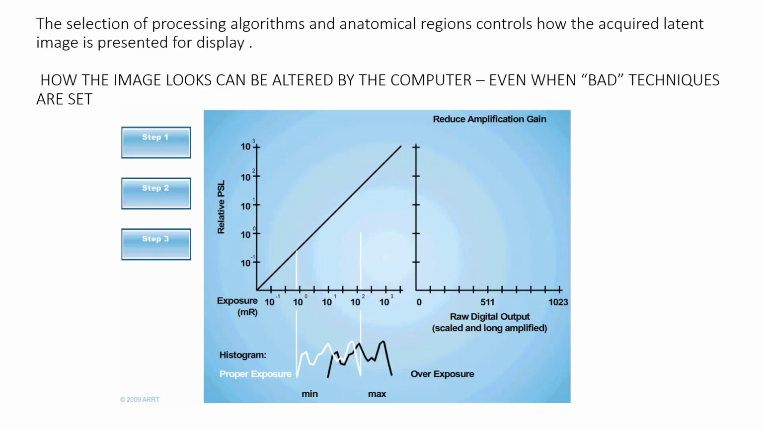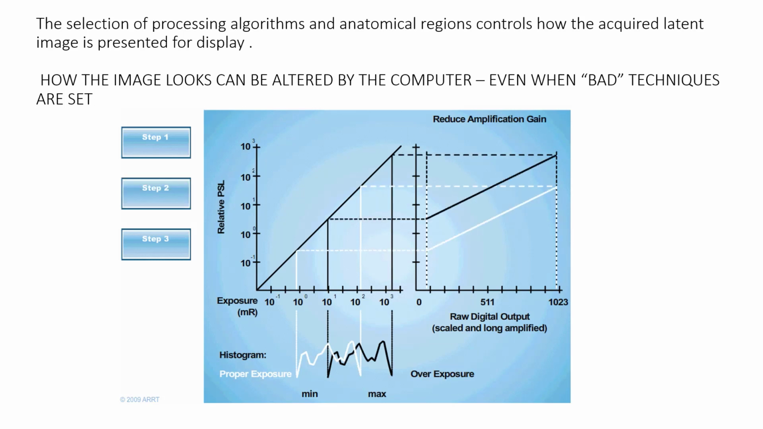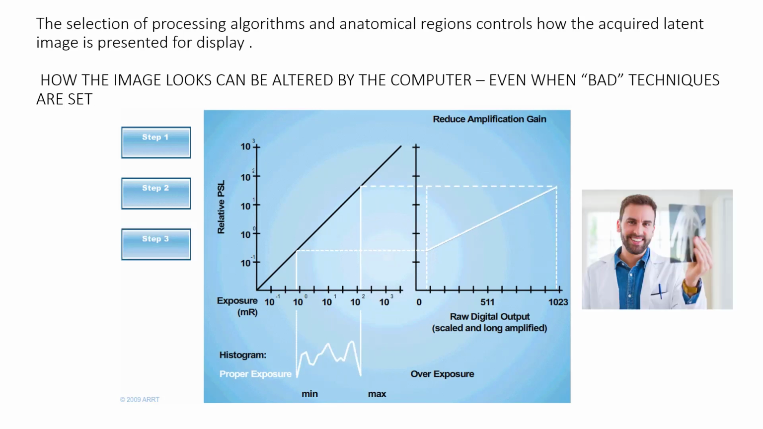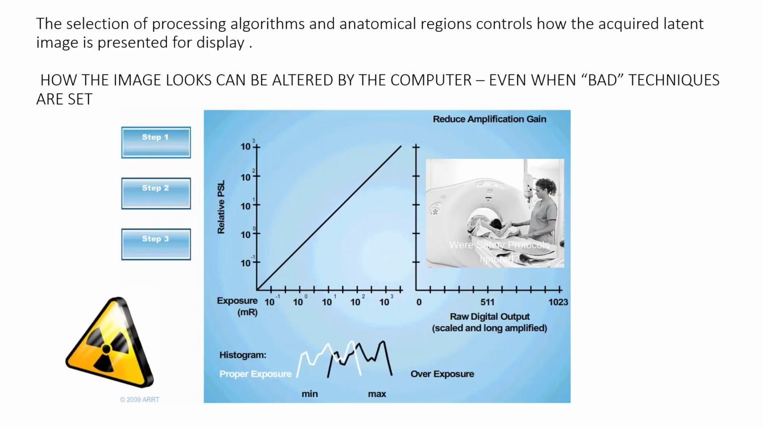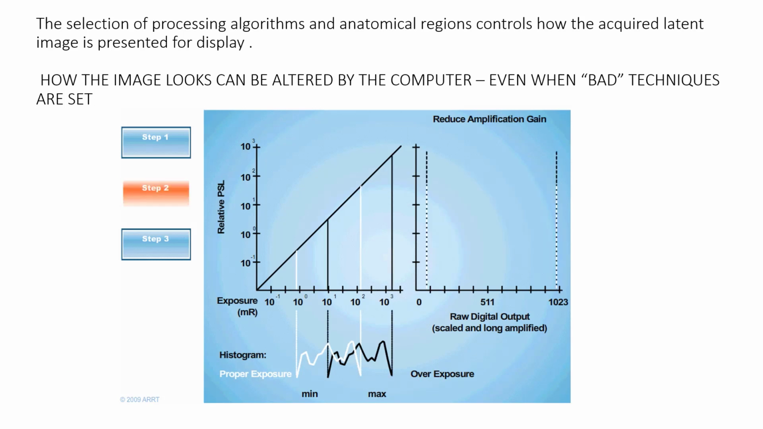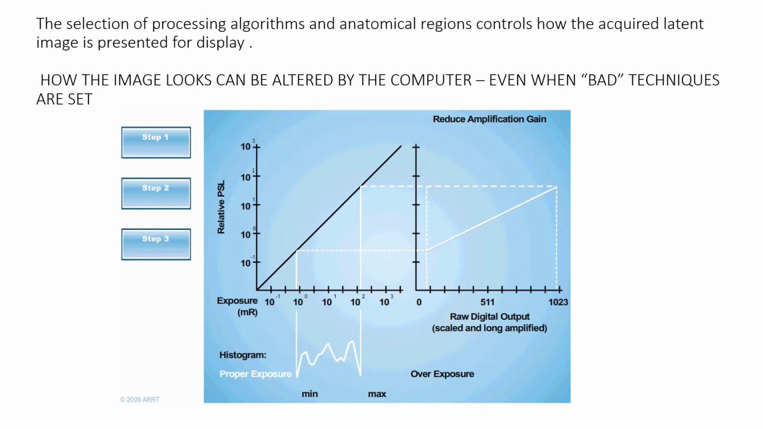How the image looks can be altered by the computer, even when bad techniques are set. Here's an example of an overexposure, and the overexposure is corrected by the computer using an algorithm to give the image that you should have taken in the first place. The most common error is overexposure because, as we saw earlier, with underexposure in digital, you get a grainy look. With overexposure, you have captured the information. It's just taking the lookup table a while to get to it. The problem here is, what about the exposure to your patient during the examination?